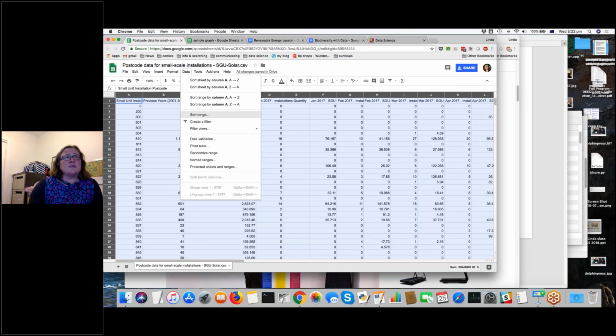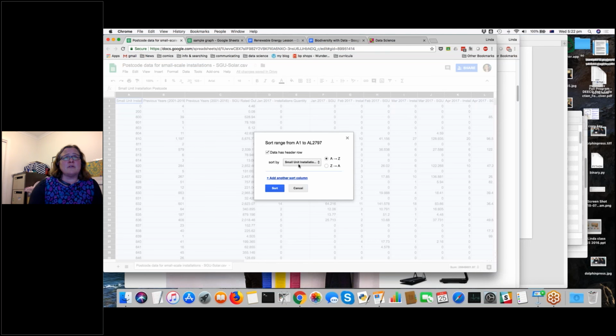So I'm going to sort range, have a header row, and I'm sorting by previous years. Okay, so I just want to look at the aggregate up to 2016. There's no data before 2001 because that's when they started collecting the data, and it's actually when the renewable energy, I can't blank on the term. There was an incentive to install renewable energy.